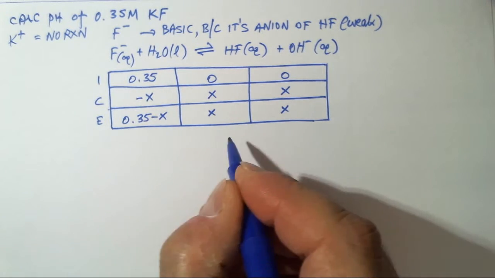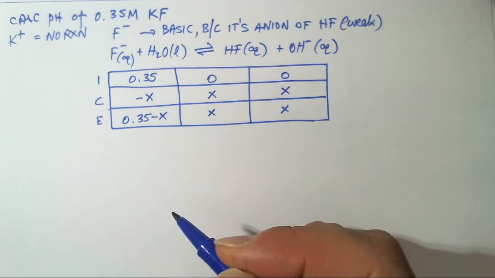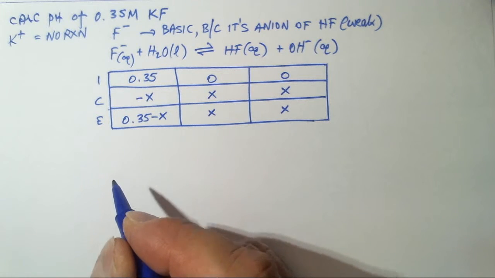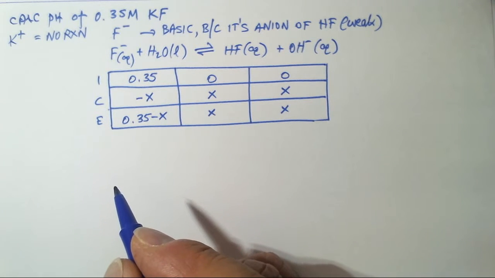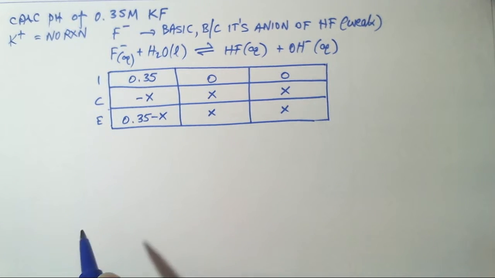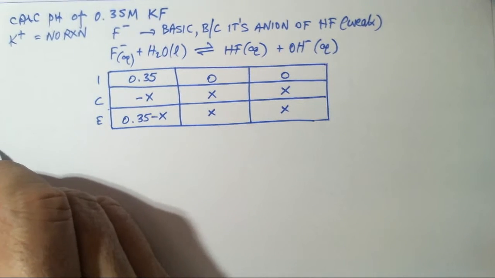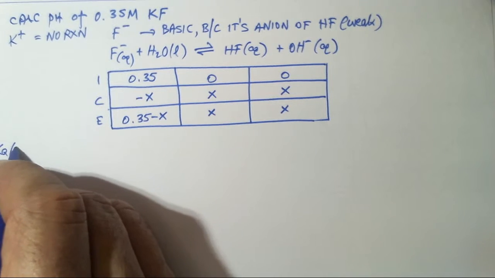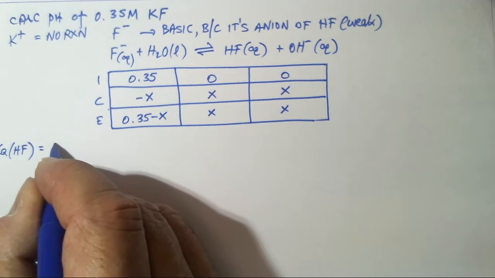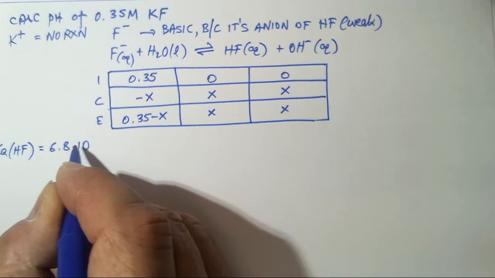Well, if we knew the equilibrium constant for this reaction, we could calculate what x is. You need either a Ka or a Kb. Well, A stands for acid, B stands for base, so I think we're going to need a Kb. But the thing is, you're not going to find a Kb for fluoride ion in most tables. But you can find a Ka for HF. And so the Ka for HF, we can look this up, and it's 6.8 times 10 to the negative 4.